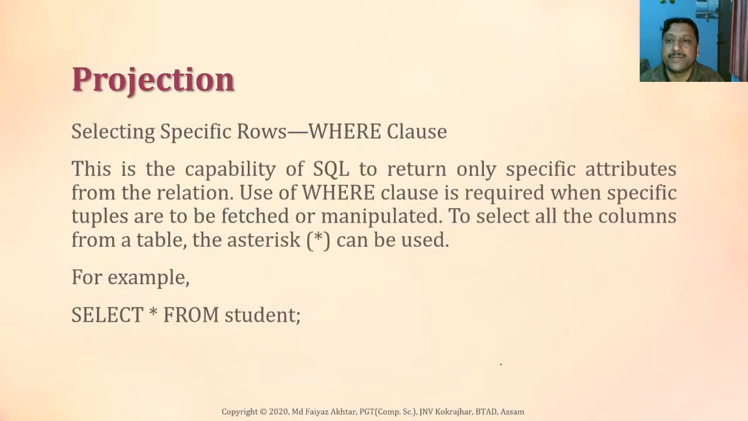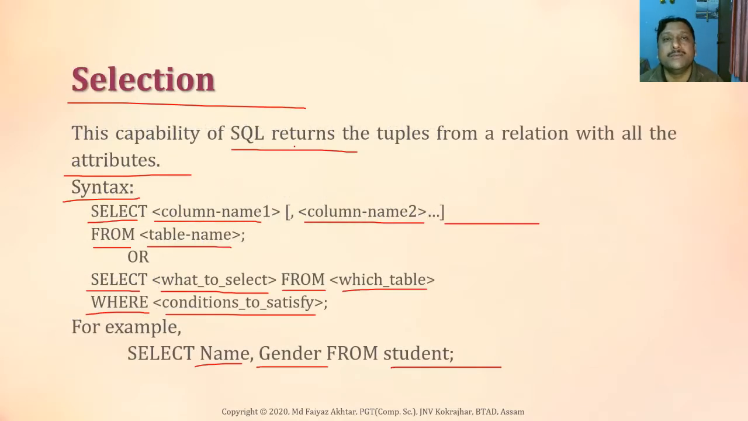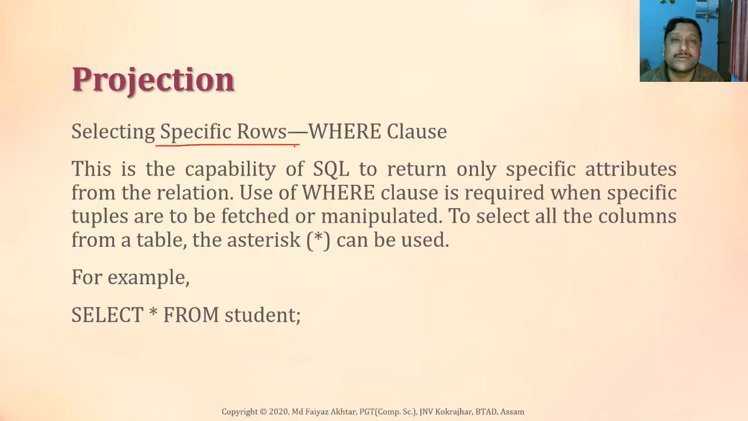Next, projection. Projection means selecting specific rows. Here rows are to be filtered. In selection, all rows will be displayed for the selected columns or all the columns. But in the case of projection, only specific rows will be displayed. So here the where clause is necessary in projection. This is the capability of SQL to return only specific attributes from the relation. Use of the where clause is required when specific tuples are to be fetched or manipulated.